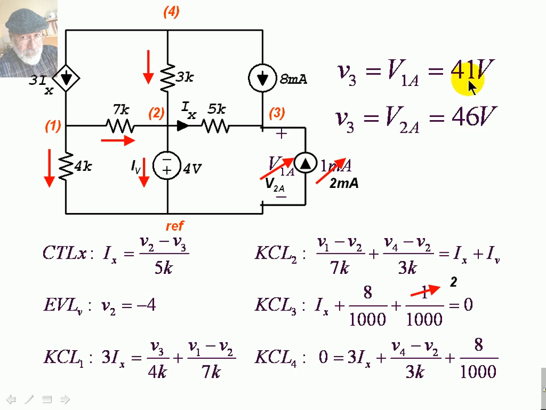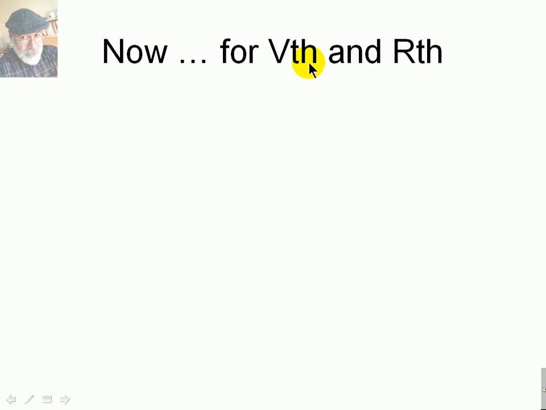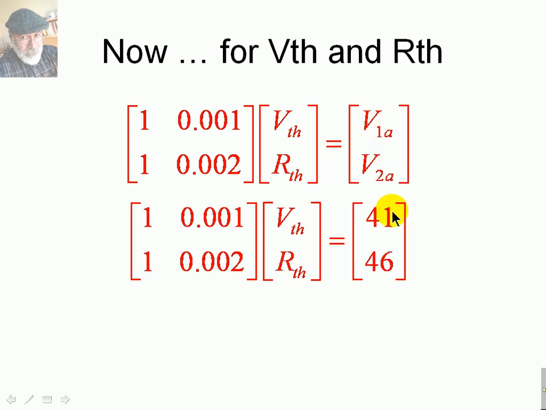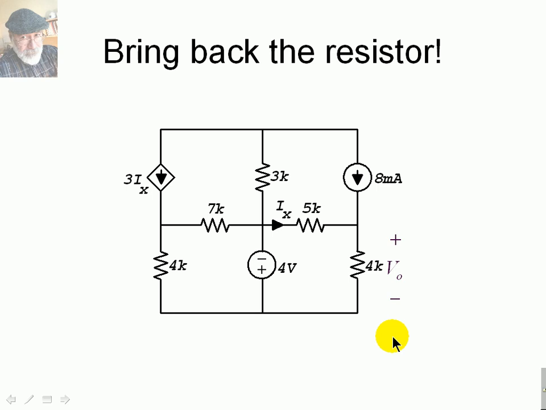We have V1A and V2A, 41 and 46 volts. Let's find Vthevenin and Rthevenin. We write the set of equations for 1 milliamp and 2 milliamps. V1A and V2A are known, 41 and 46 volts correspondingly. Solve and find Vthevenin is 36 volts and Rthevenin is 5 kilo ohms. That is the stage behind our actor, our 4 kilo ohm resistor.